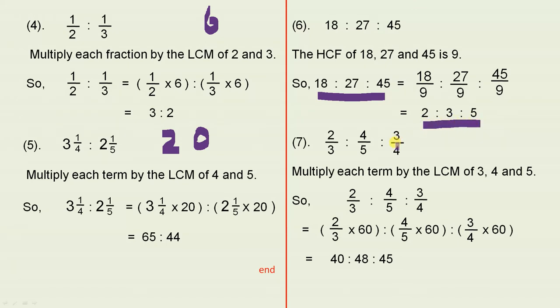You can also have 3 fractions. 2/3 is to 4/5 is to 3/4. The LCM of 3, 4 and 5 is 60. That's the lowest number that all of those will divide into evenly. So you multiply each of these fractions by 60, there, there and there, and we get the answer of 40 is to 48 is to 45. And that's the simplified version of the ratio.